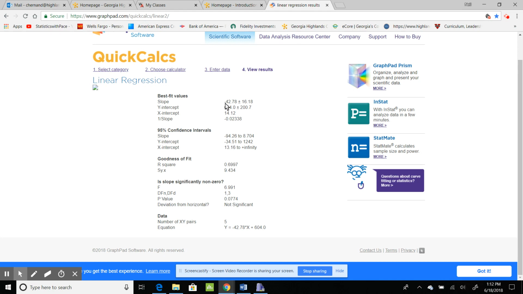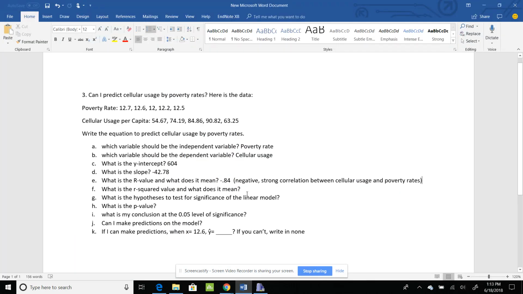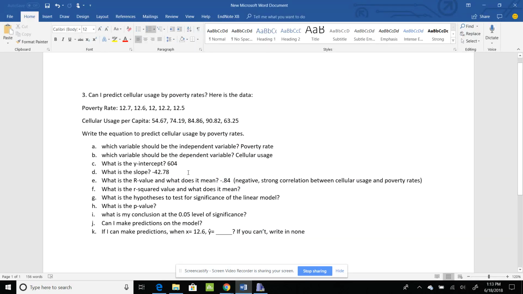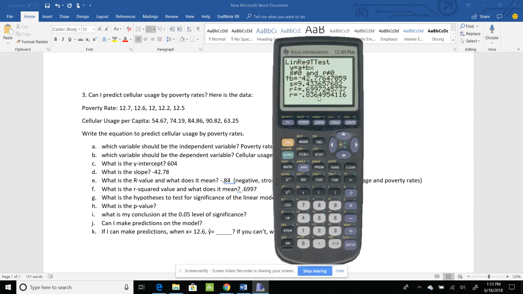So again, you're going to take the square root of 0.6997 to get your answer. And again, you've got to put the negative because the slope is negative. All right, the next question, what is your R-squared value? Well, we got that already, 0.6997. And again, if I look on the calculator, there it is.